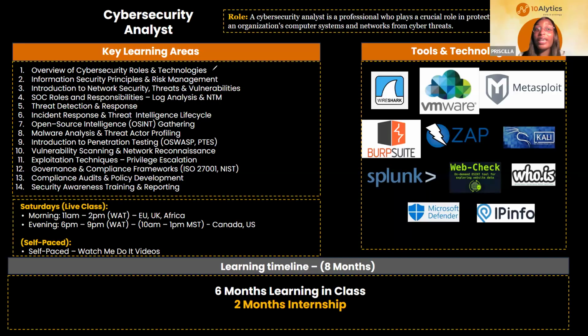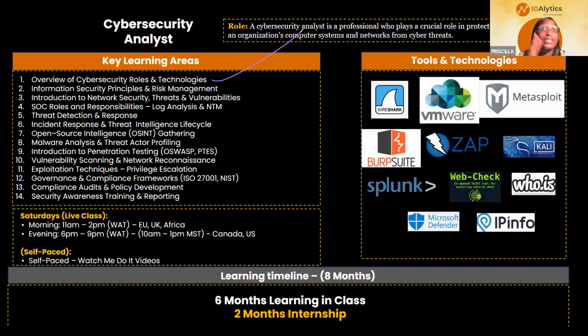So you first of all get the different cybersecurity roles and technologies. Let's not forget to mention that what our cybersecurity program gives to you is 3 exciting career paths: SOC analysis, pen testing, as well as GRC. So you start by learning all the various roles in cybersecurity and the technologies, right? Then you also get to learn information security principles and risk management, introduction to network security, threats and vulnerabilities.